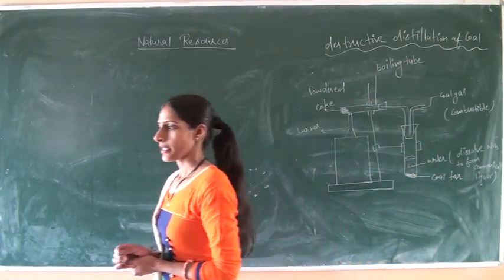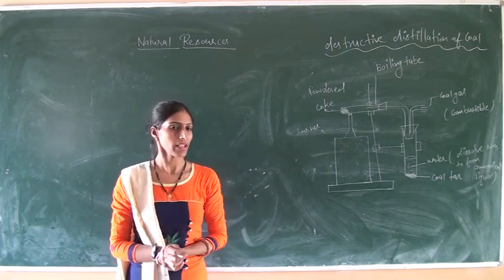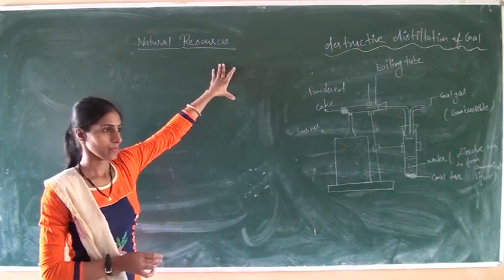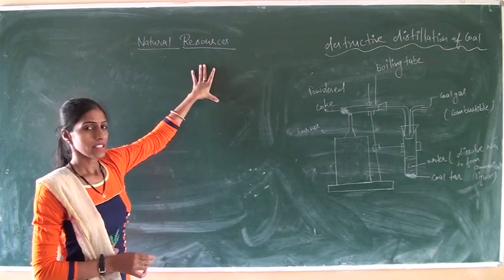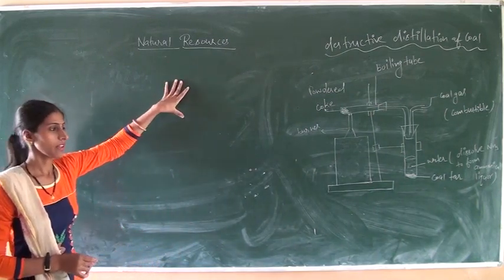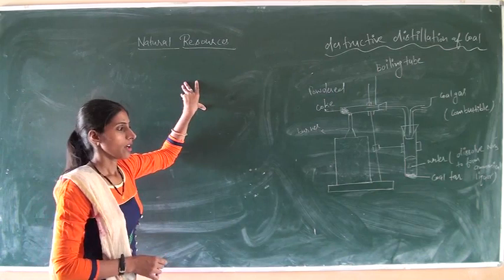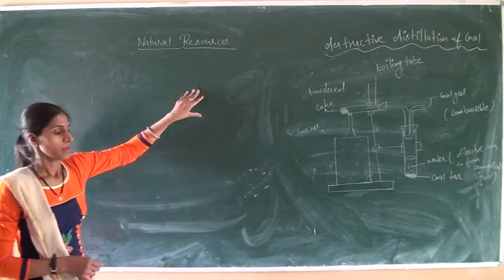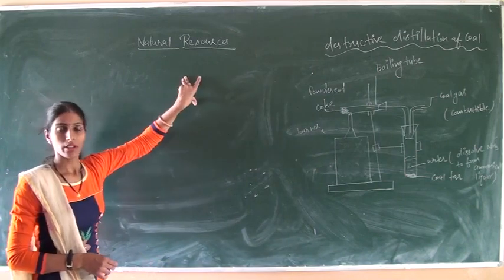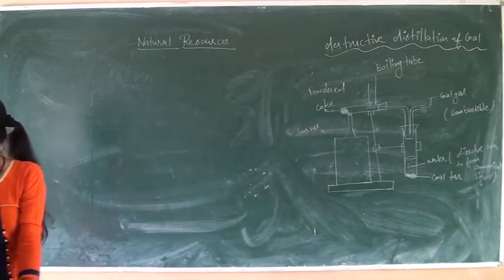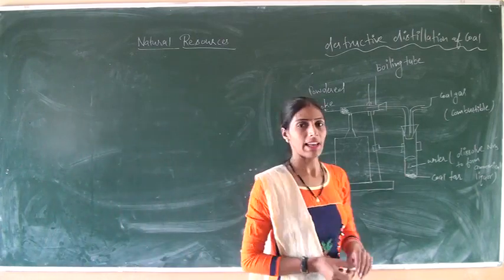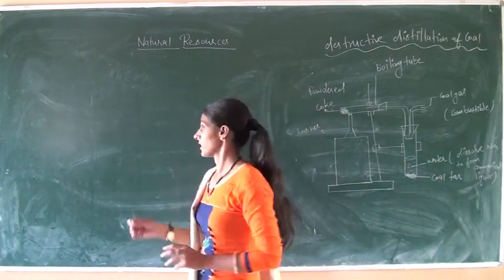Now our next chapter in 8th class science is about natural resources. In this chapter we will study about resources, mainly natural resources. Natural resources indicate the potential wealth of a country.